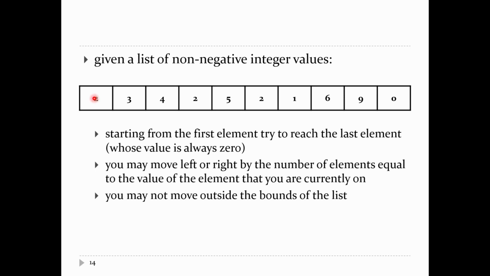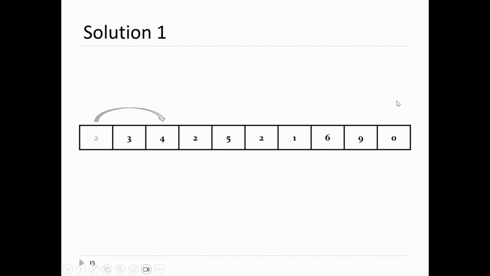So starting at the 2, I can't move left, so I can move 2 squares to the right. So I can go to the 4. If I get to the 4, I'm not allowed to move 4 squares left, but I can move 4 squares to the right. I'd like to try to get to the 0 at the end. So this is a solution sketched out. Starting at the 2, I have no choice. I must move 2 squares to the right to get to the 4. On the 4, I have no choice. I must go to the right to the 1.